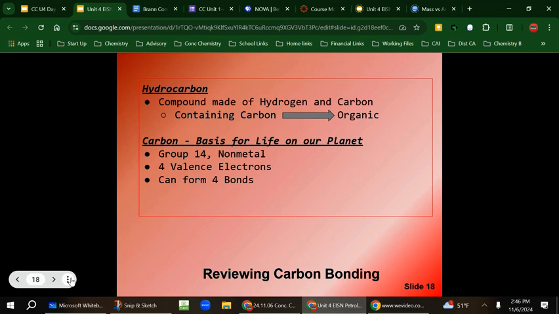Carbon has 4 electrons that it can share. That is the most of any atom on the periodic table. And carbon, because of that, because it's a nonmetal, it can bond with any other element on the periodic table. It can bond with metals. It can bond with nonmetals. It can even bond with itself, ladies and gentlemen.